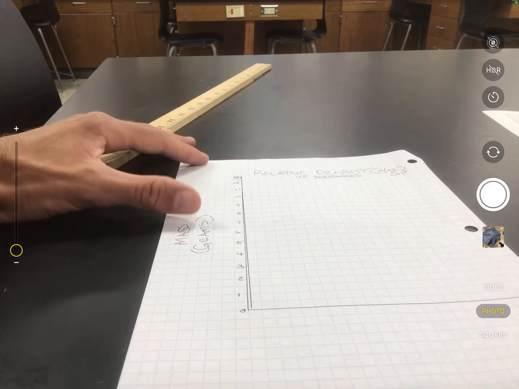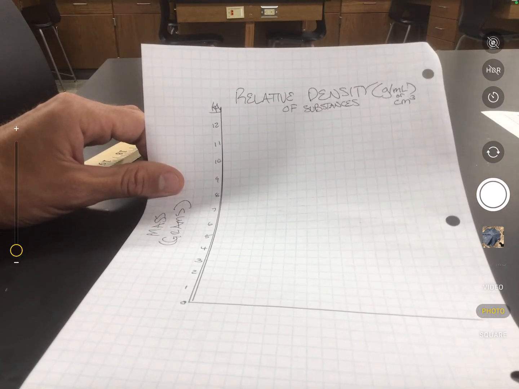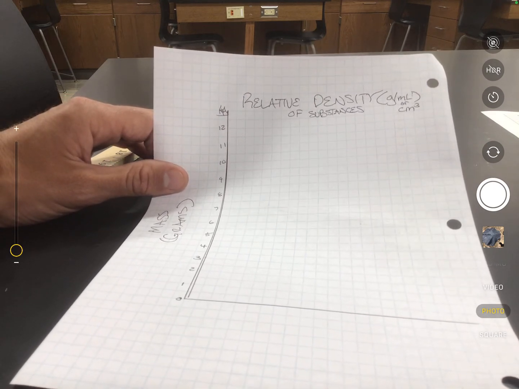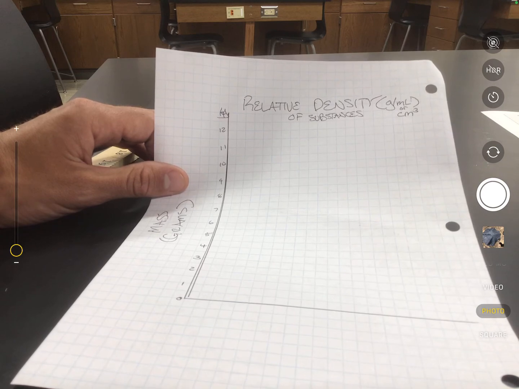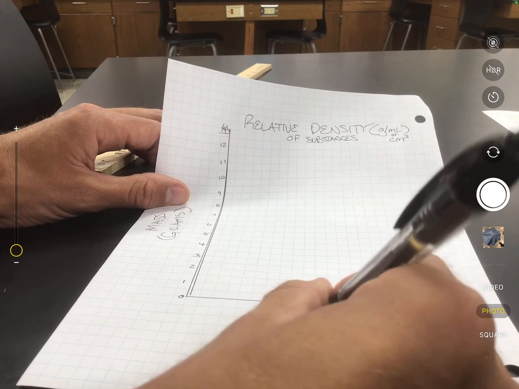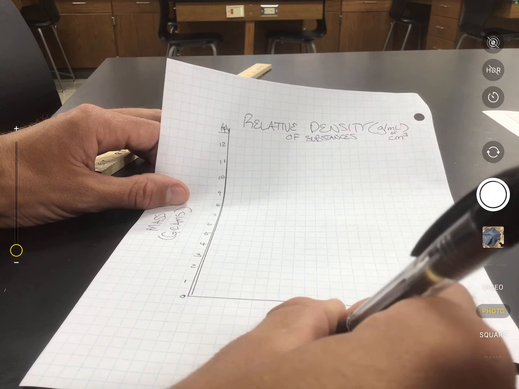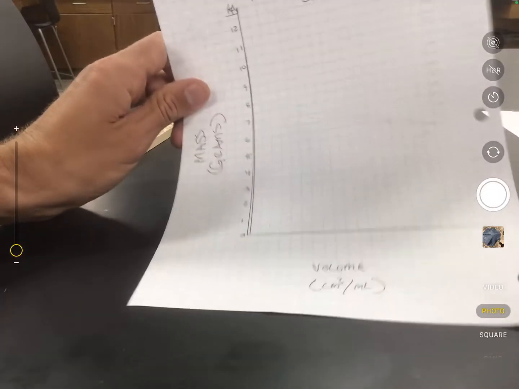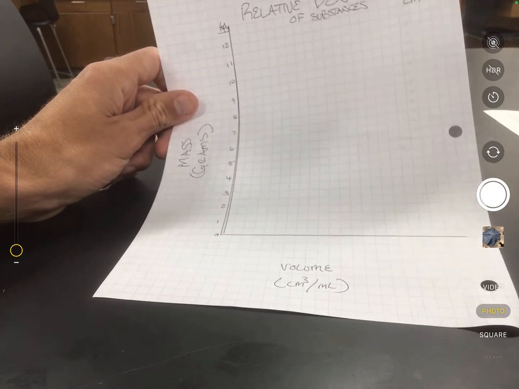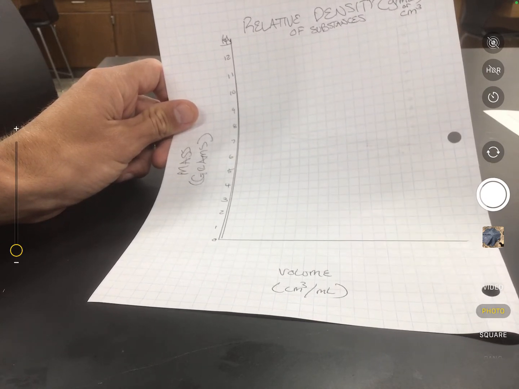So the next thing that we do is we have our graph labeled, right? And so what we'll do next is put the x-axis title. For the x-axis, we're going to have volume, and that will be in cubic centimeters or milliliters. So that's our x-axis title, and our independent variable is volume. So the next thing that I'm going to do is start labeling my intervals for that.